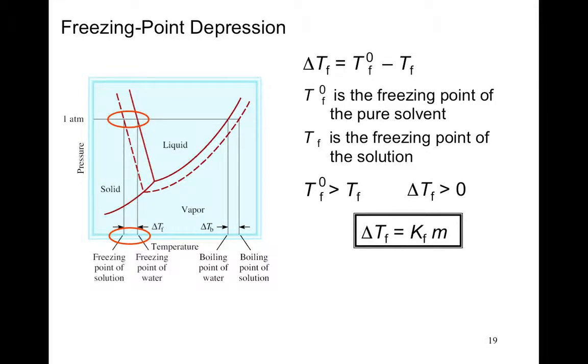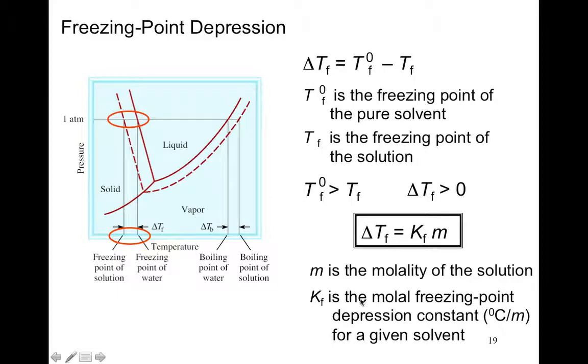And so we get this. It's very similar to boiling point. The change in temperature of our freezing point is equal to the constant times the molality of our solution. And that's all it is. m is the molality of the solution. Kf is the molal freezing point depression constant.